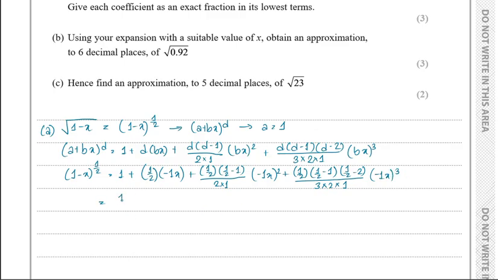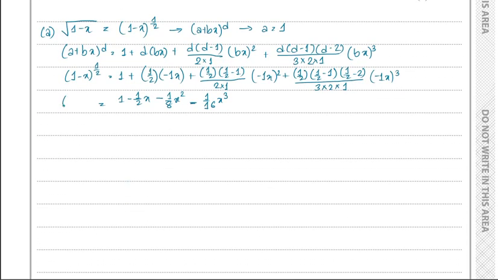So this would turn out to be 1 minus half x, minus, if you do this, half multiplied by (half minus 1) divided by 2, then this would come out to be minus 1 by 8, and this would be x squared. And then half multiplied by (half minus 1) multiplied by (half minus 2) divided by 6 would come out to be minus 1 by 16 x cubed. So this is it for part A.